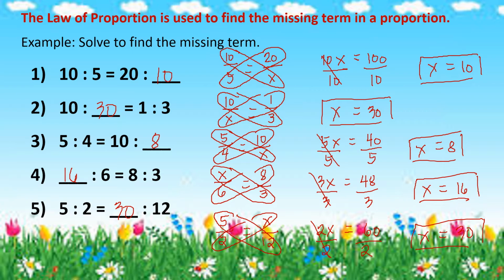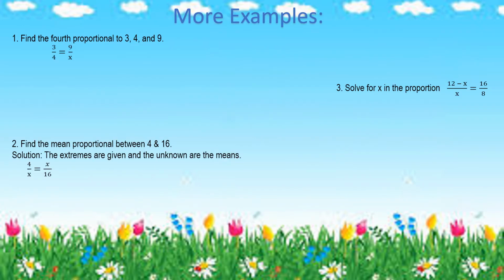So, that is how we solve for the missing term in a given proportion. We simply apply the law of proportion, which states that the product of the means is equal to the product of the extremes. Let's have more examples. Find the fourth proportional to 3, 4, and 9. In this given problem, we are asked to find the fourth term in the given proportion. So, our proportion will be 3 is to 4 is equal to 9 is to x.